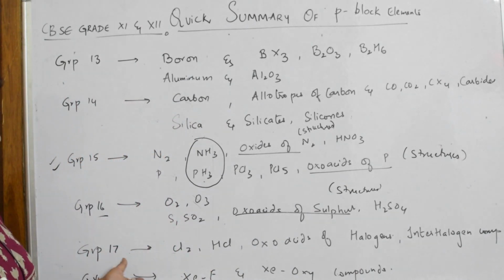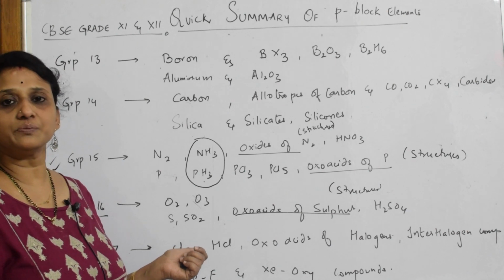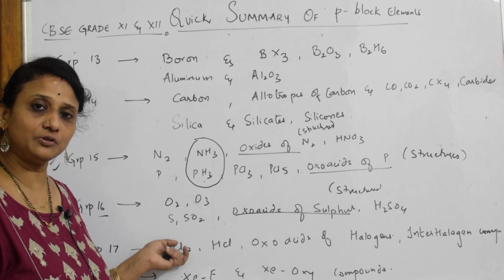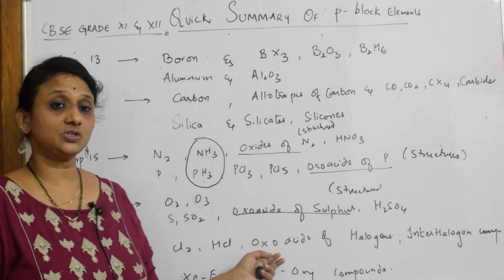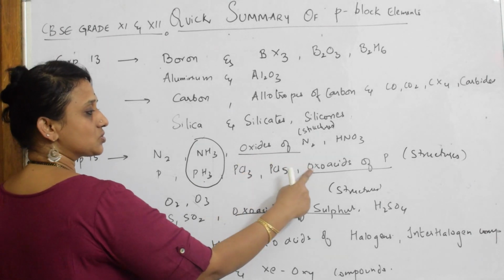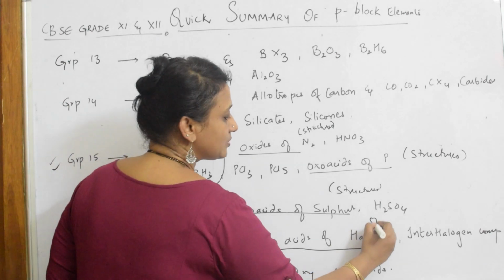Done. When it comes to group 17, as we know, all the halogens, that is fluorine, chlorine, bromine and iodine. In that, they have picked up chlorine for you all. Chlorine and the compounds of chlorine like HCl and oxoacids of halogen. Same again, wherever there are oxides and oxoacids, compulsory structures will be asked.